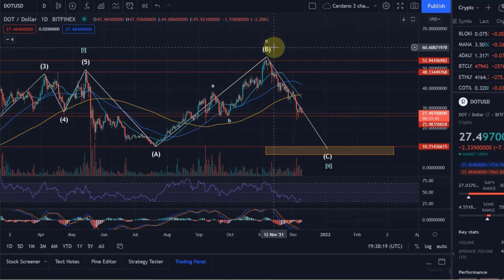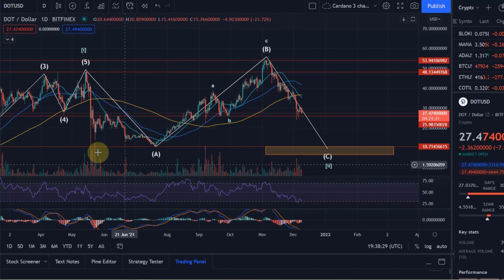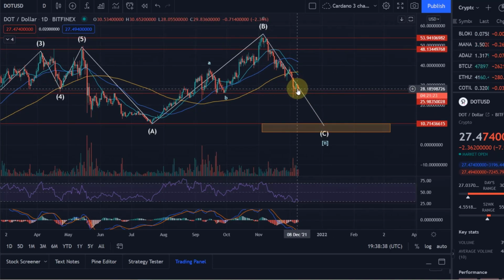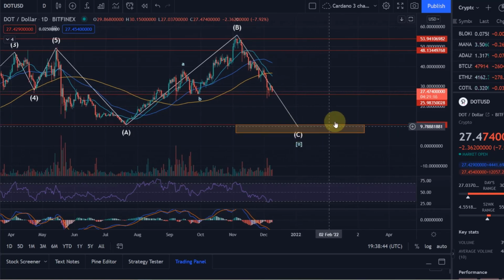So A, B, C, after which you've got a B here and a C on a smaller degree, from which we would now expect an impulsive move again to the downside, similar to what we saw here, just more impulsive or stronger to the downside. The final sell-off basically in a wave C. And the good news is that we seem to be already halfway there, so the correction will not take long in my view. And from here then we will see another move up.